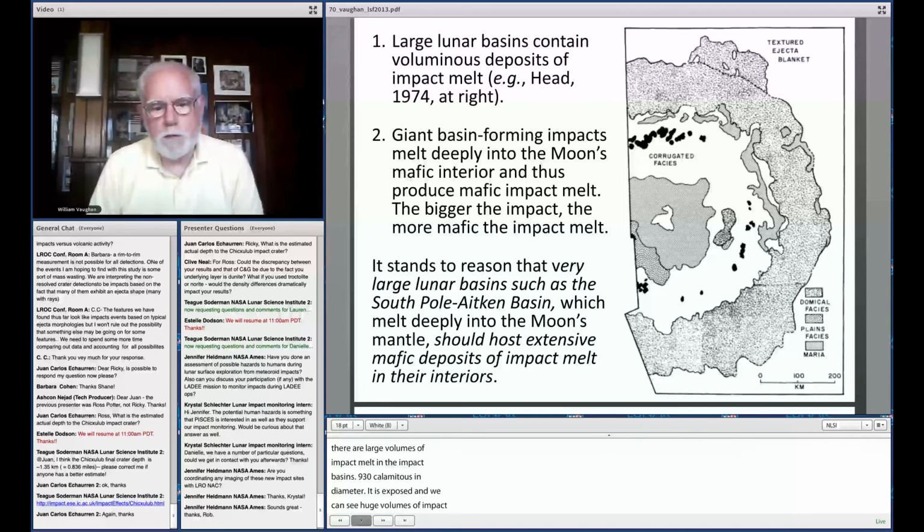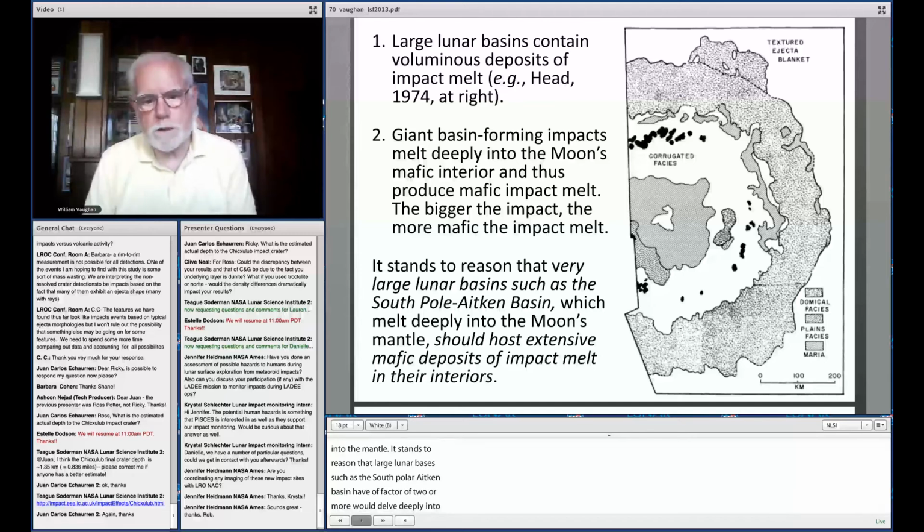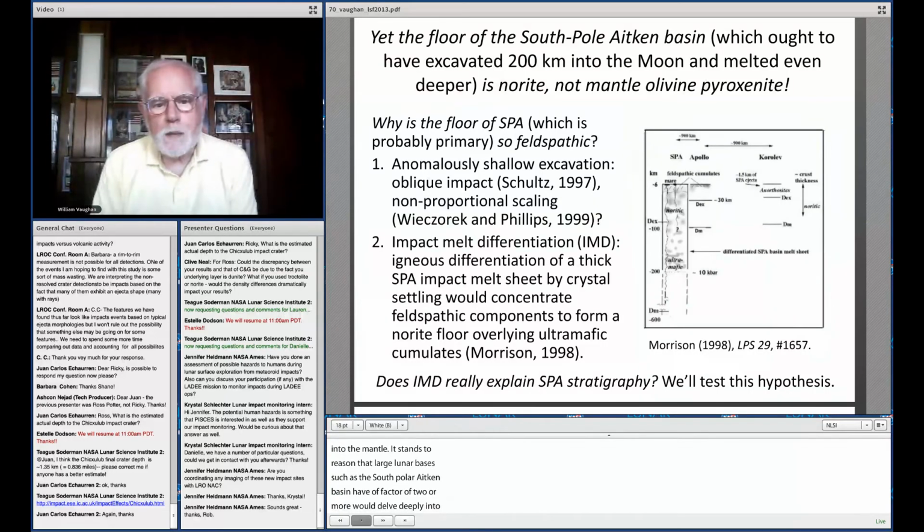And these things, in fact, melt deeply into the moon's mafic interior on the basis of most of the modeling we've heard about from Gareth Collins, Ross Potter, and all their colleagues. They produce mafic impact melt, and the bigger the impact, the more mafic the impact melt, because they're excavating down potentially into the mantle. So it stands to reason that very large lunar basins, such as the South Pole Aitken Basin, probably a factor of 2 or more larger than Oriental, would melt really deeply into the mantle, and should host extensive mafic deposits of impact melt in their interiors.